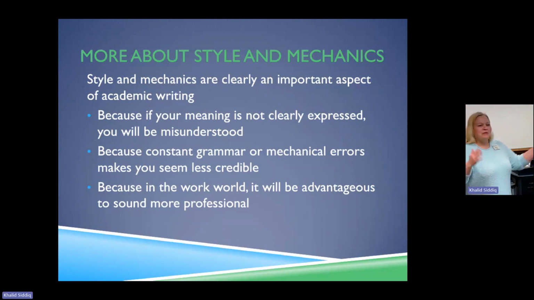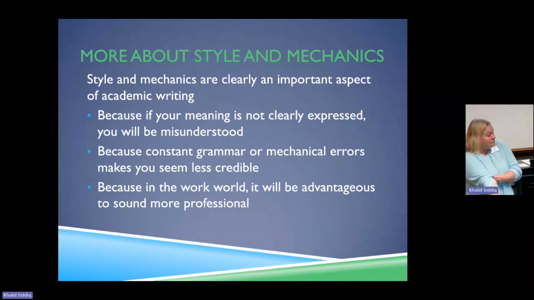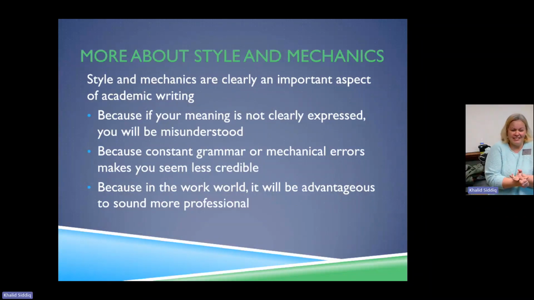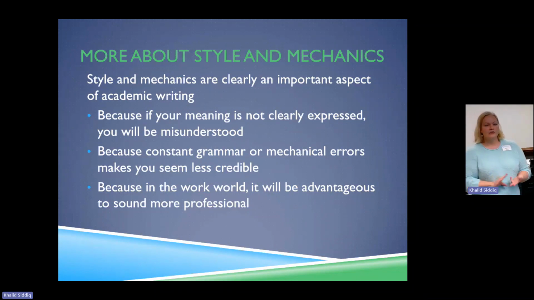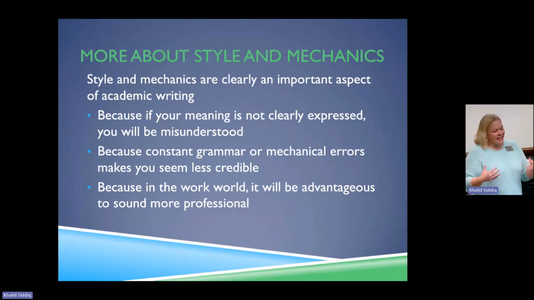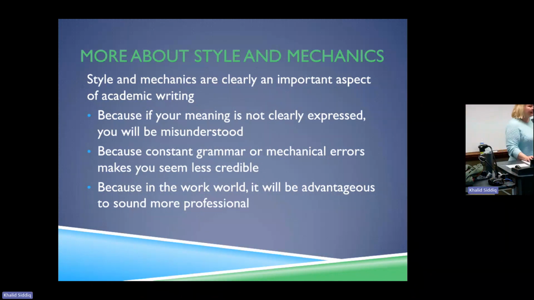I think style and mechanics should be the least important thing in writing, but they're clearly important, right? Because if we're not clearly expressing ourselves, we're going to be misunderstood, and people aren't even going to take the time to try to understand us, right? It's frustrating to try to read something that doesn't make sense. Constant grammar and mechanical errors can make you seem less credible. And in the work world, it's going to be advantageous to sound more professional. And that just means following the conventions of the way that we write. So that is what style and mechanics are about.